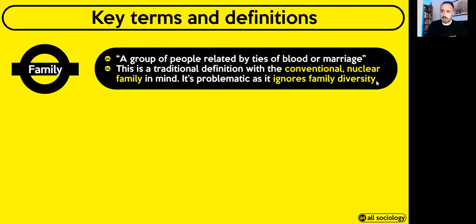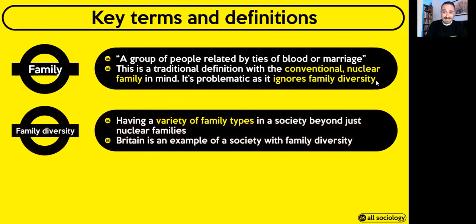And also, what happens if you have been born through a surrogate parent, which is quite common, particularly for same-sex couples? You're not related by blood nor marriage to that person. So the definition falls down a little bit. The dictionary definition we have of family is a little bit problematic because it doesn't consider all different types of families.